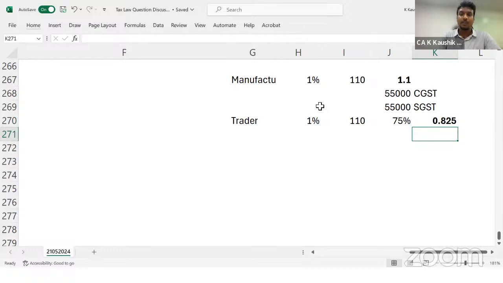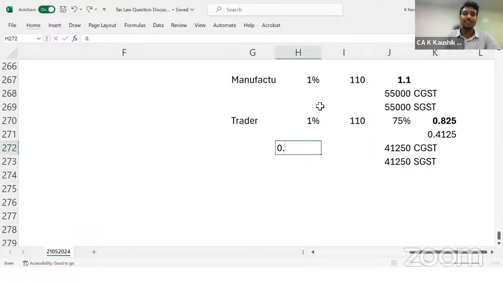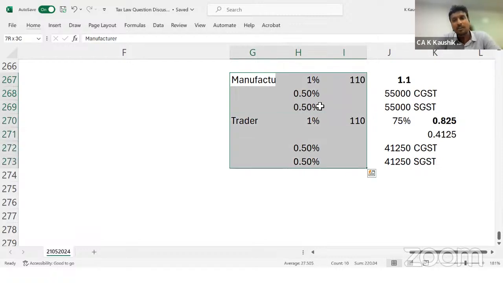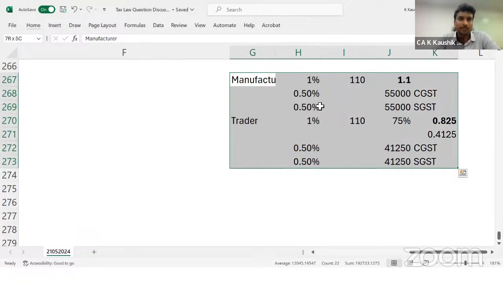That divided by 2 gives 41,250 of CGST and 41,250 of SGST. That is nothing but 0.5% CGST and 0.5% SGST. So this is very clear. If you don't know the difference, then you will either calculate 1% on taxable turnover in both cases, or you will calculate 1% on the entire turnover in both cases. So that is what you need to remember in this question.